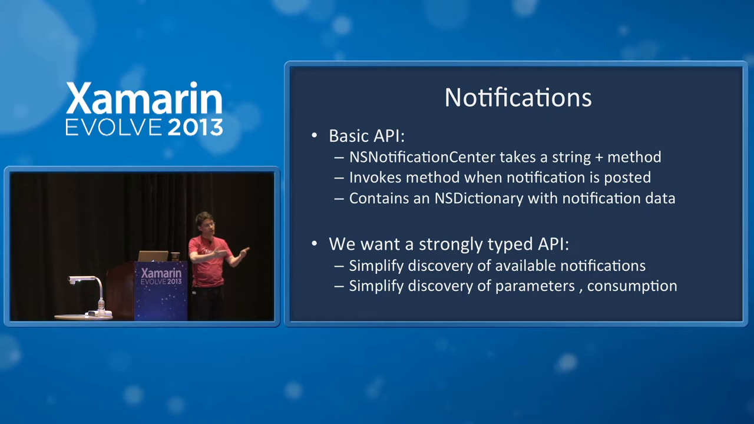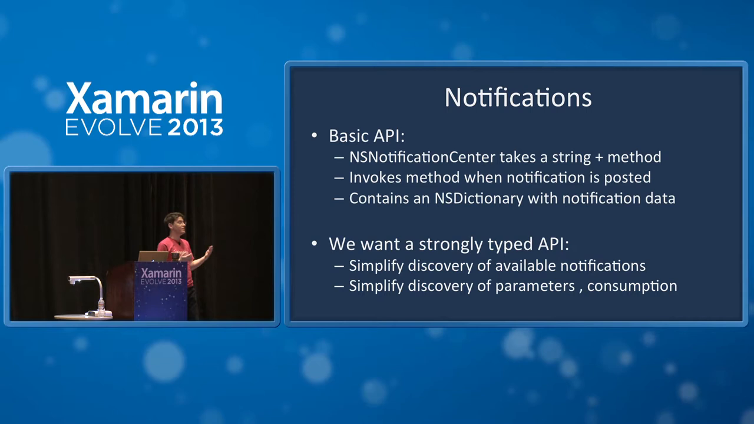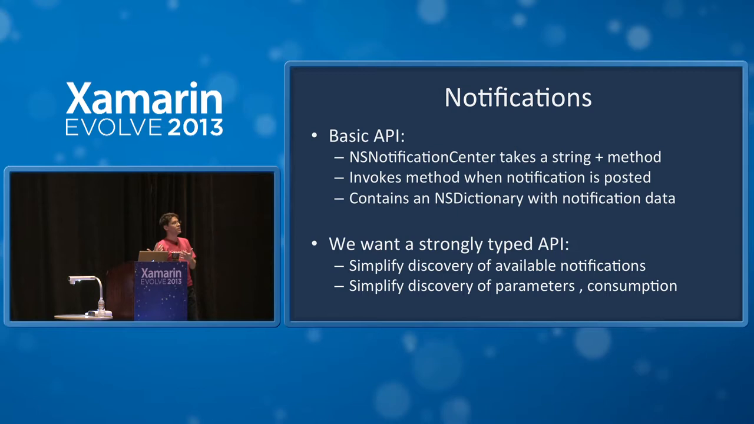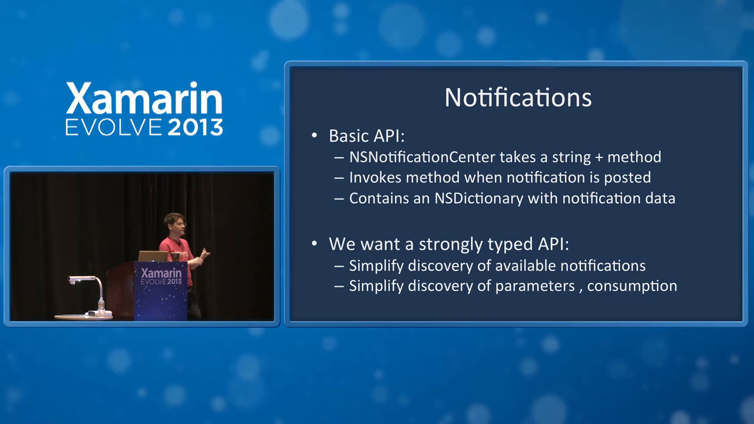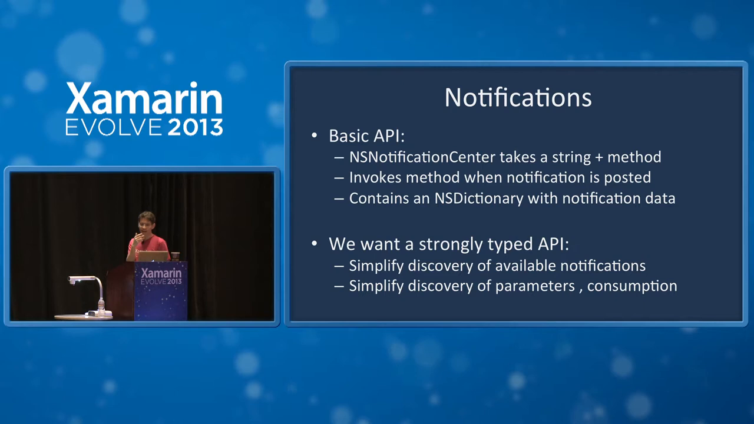On the other side of the house, what you do is you register to listen to this key. You say, I want to listen to network-connected events, and this is the code to be invoked when that happens. So when that happens, you get that message, and the payload was either 3G or Wi-Fi or the other parameter that I talked about.